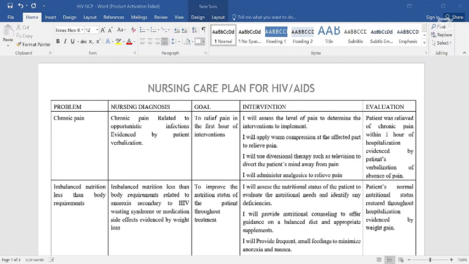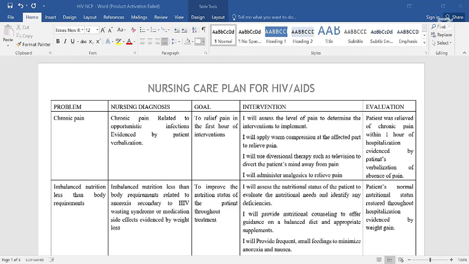Today we are going to look at the nursing care plan for HIV and AIDS. We understand that HIV and AIDS is basically a chronic condition and it is incurable, meaning that it has no cure as of now. So we're going to look at the nursing care plan. This may depend on the scenario that is being given, but here we're going to look at a general one that can apply to any scenario.